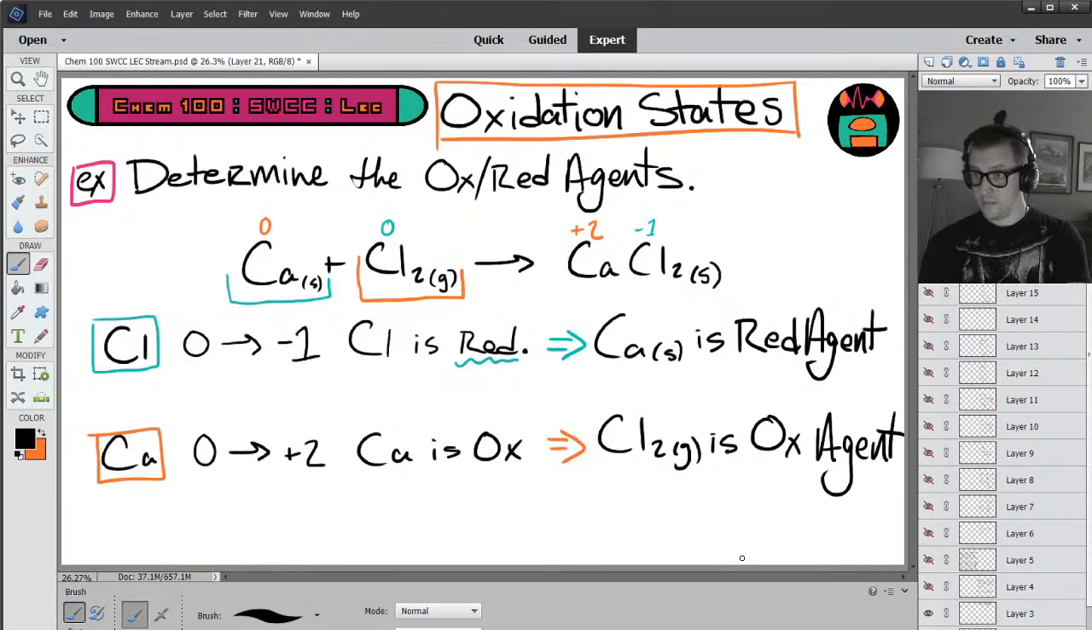All right. Cl2 causes the oxidation in calcium, so it is the oxidizing agent. Calcium causes the reduction in chlorine, so it is the reducing agent. Let's do a few more examples.